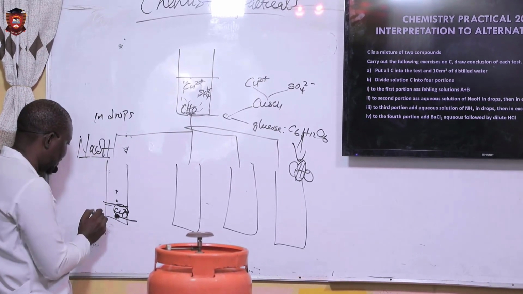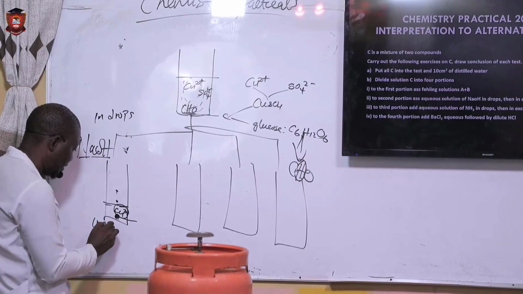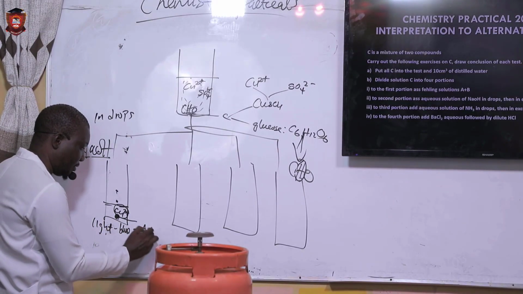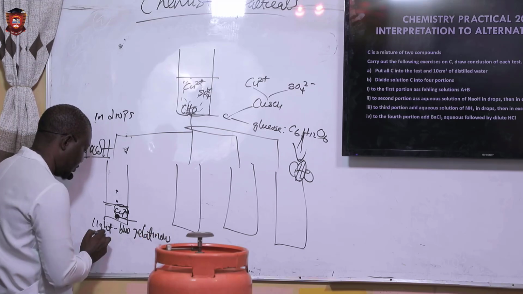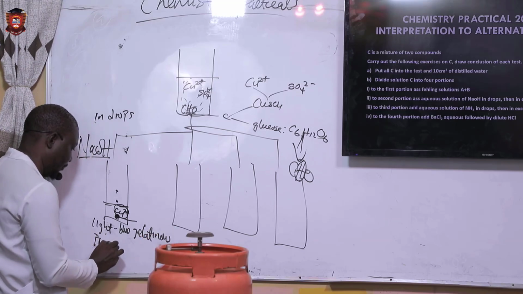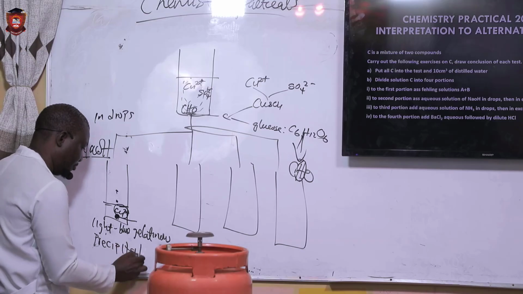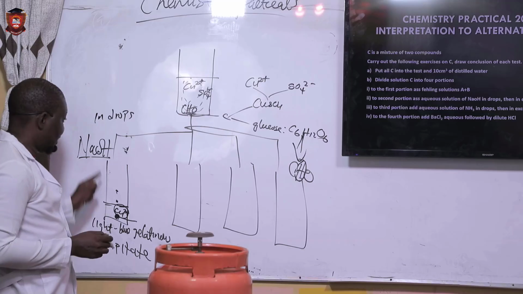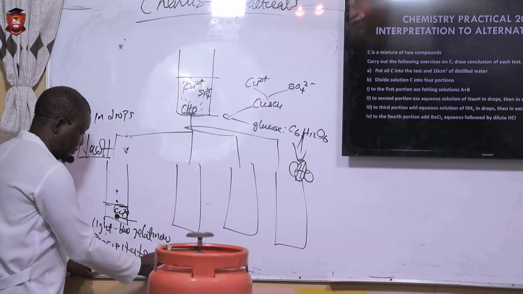So once you add this in drops, you're going to see what? Light blue gelatinous precipitate. You must put gelatinous. Very important. Please make sure you write precipitate in full. The era of using PPT is gone. So this is what you have. This is what happened in drops.